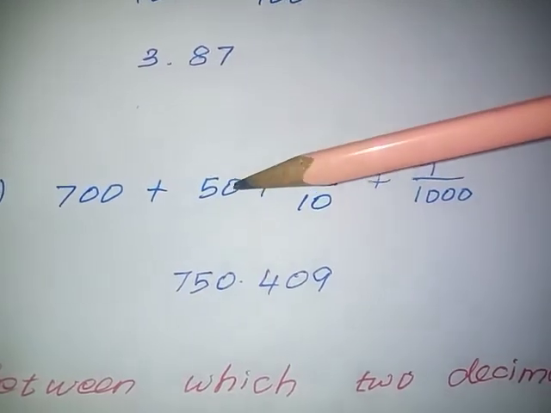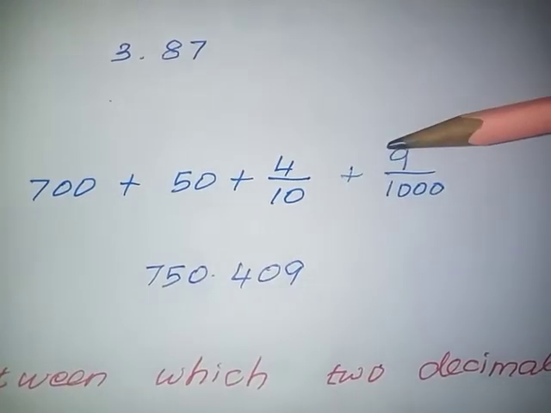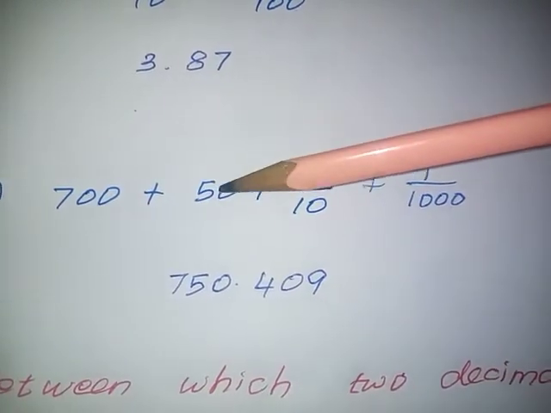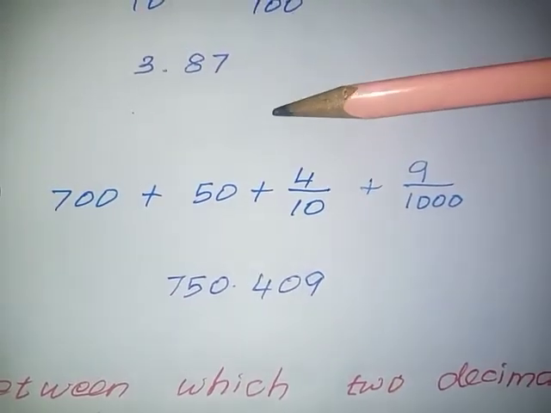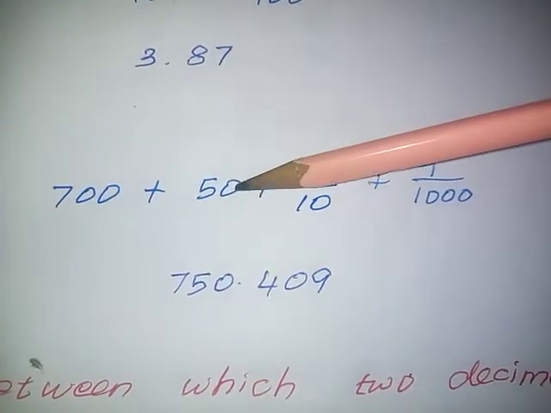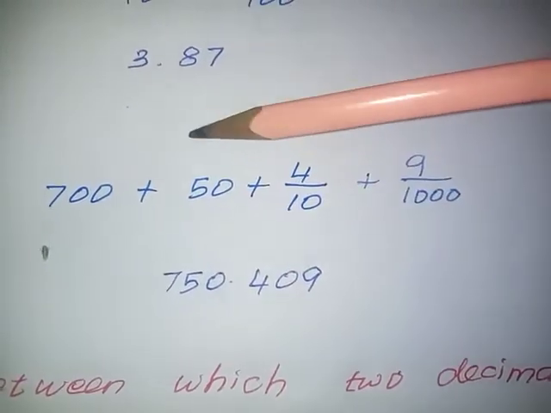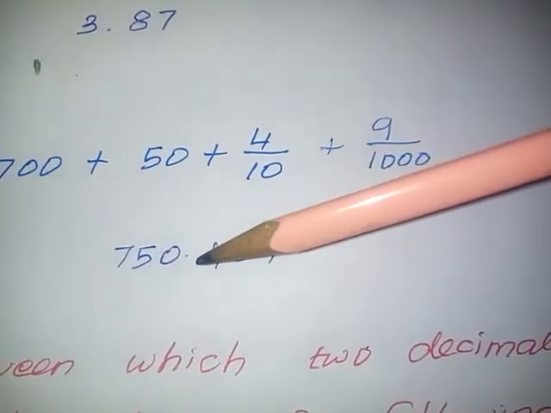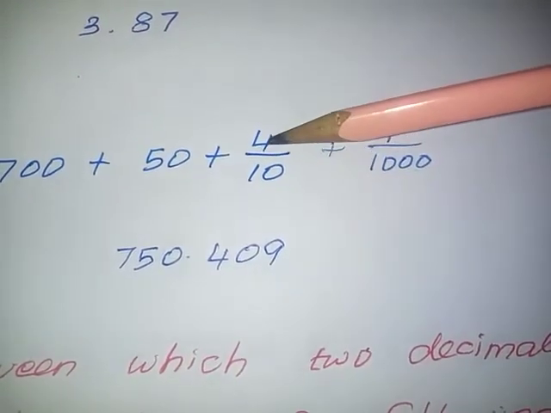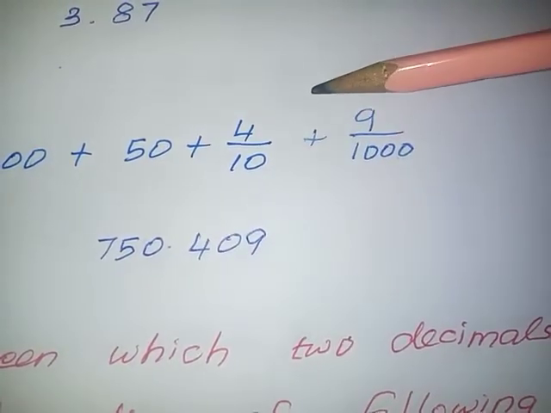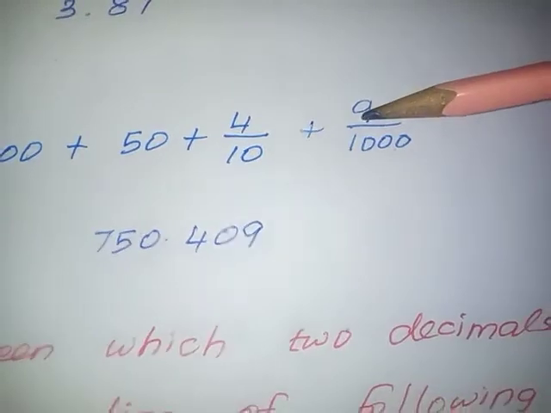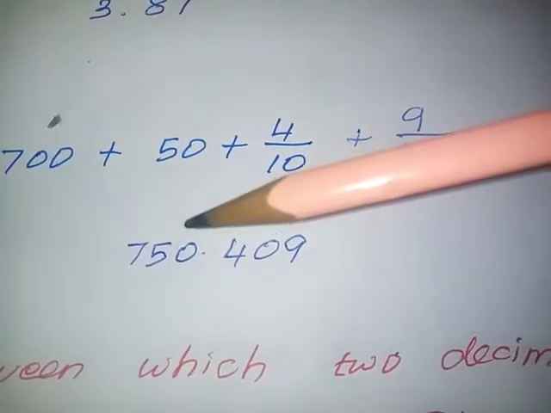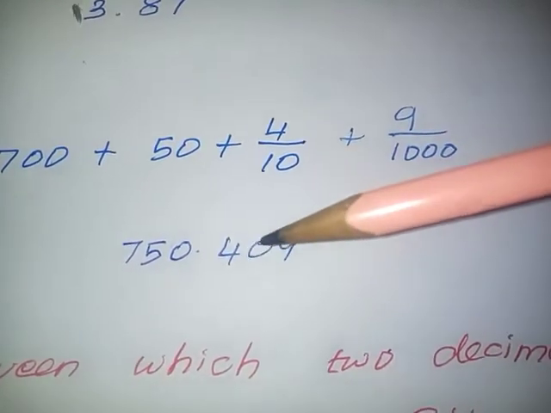Question number D: 700 plus 50 plus 4 by 10 plus 9 by 1000. Here there are hundreds plus 50, so there is no ones place. So we have to write 700 plus 50 equals 750. This is the integral part, followed by the decimal part. So 750, then 4 by 10, so 4. Here there is no hundredth place, so 0. Then 9 by 1000 equals 9. So the respective decimal value of the given number is 750.409.